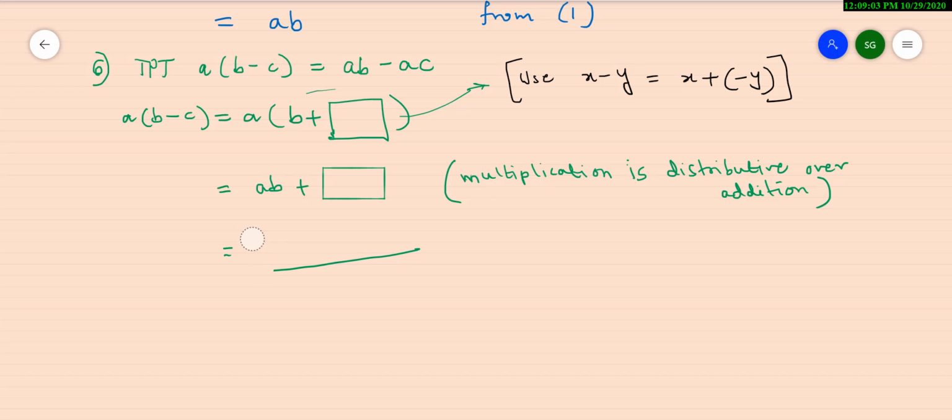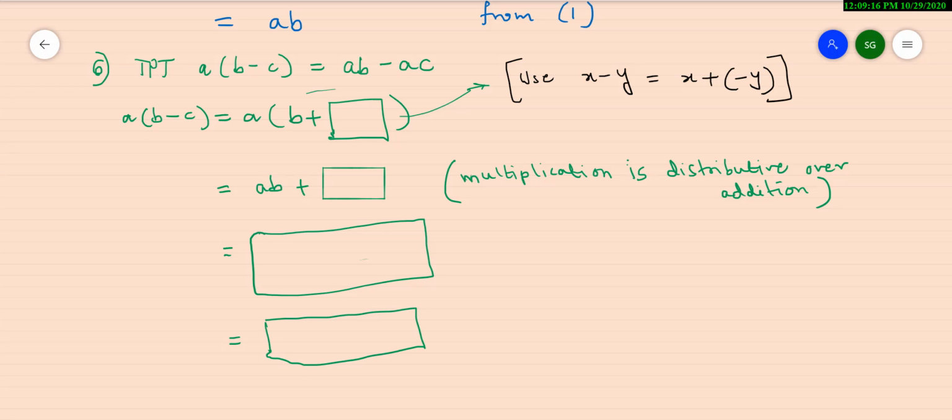So these are all fill in the gaps. And hence you get A into B minus C is equal to AB minus AC. So try to fill this. It is very obvious. From here you will get the next step. From here you will get the next step. No axiom, nothing is used. It is simply addition, subtraction properties are used.